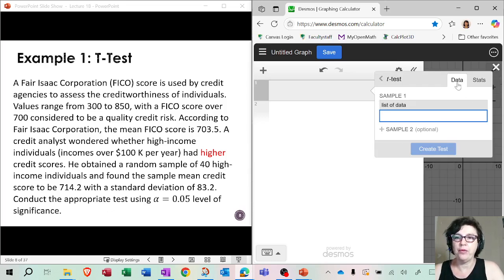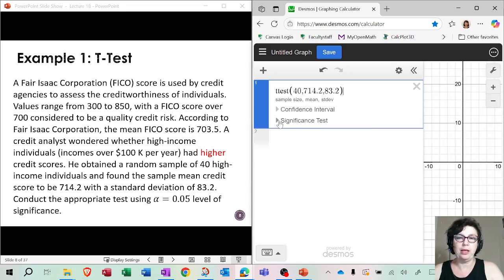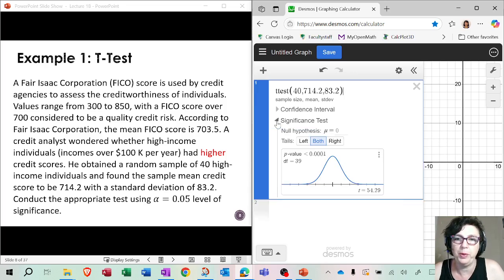Now, are we going to have data or stats? Well, in this case, we got stats because we have summary stats. We don't actually have the data. So it's asking us what's the sample size? That's 40. Sample mean is 714.2. Standard deviation 83.2. That's it. So now we just click create test. And this time, remember we did this for the confidence interval. Now we're doing the significance test. So open that.